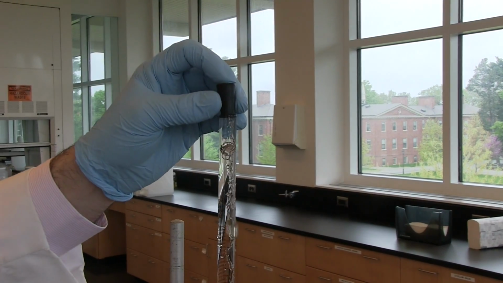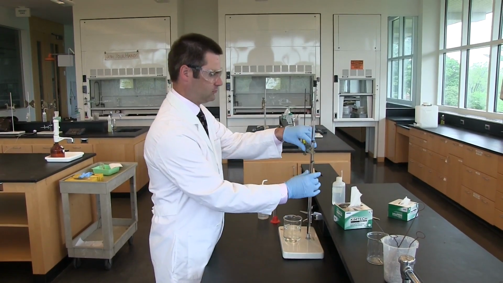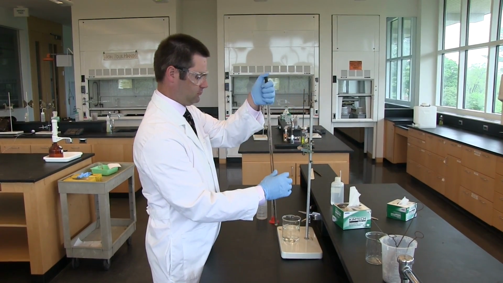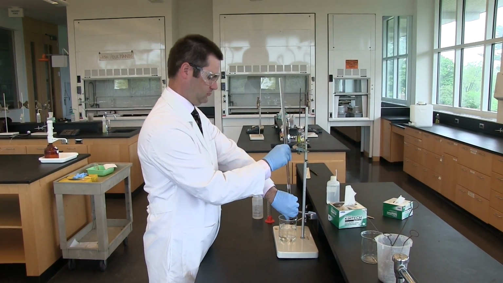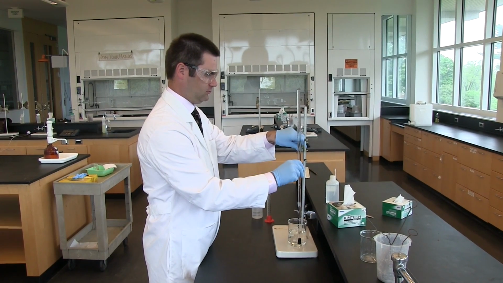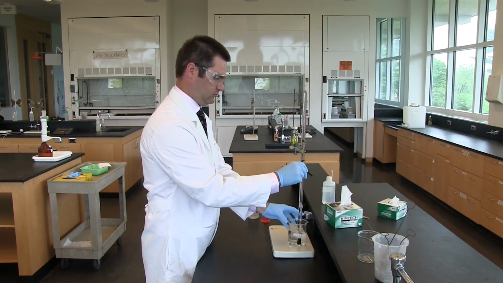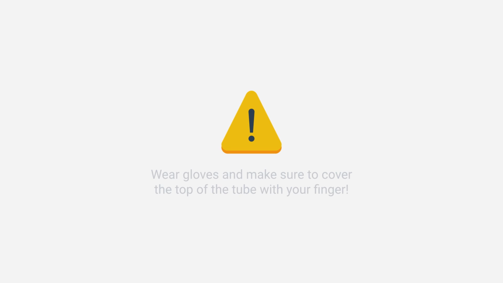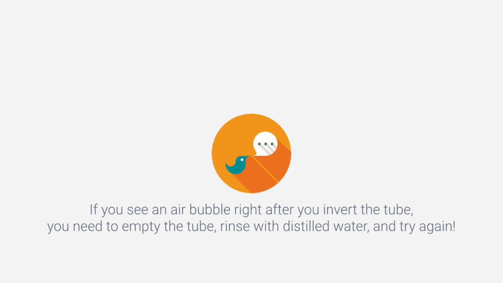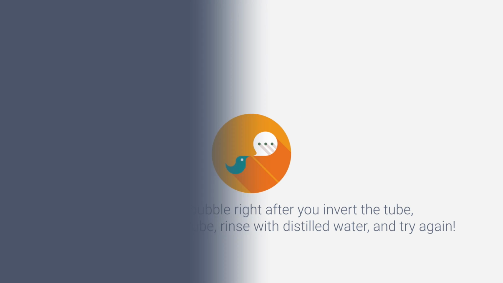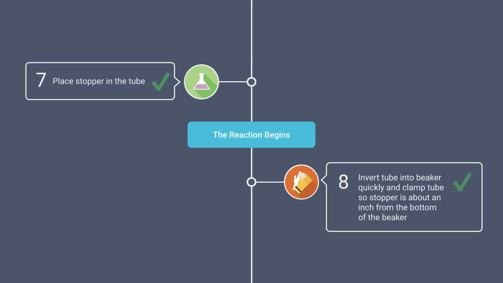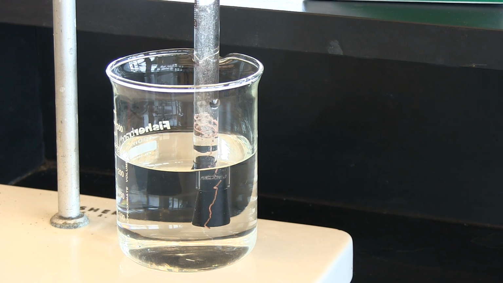Next, you're going to place the stopper in the tube and then quickly invert the tube so the stopper is submerged in the beaker you filled with the tap water. You want the stopper about an inch from the bottom of the beaker. Make sure you wear gloves when you do this, and use your finger to cover the stopper of the eudiometer so nothing leaks. If you see an air bubble right after you invert the tube, you need to empty the tube, rinse with distilled water, and try again. Now the reaction is underway at full speed.